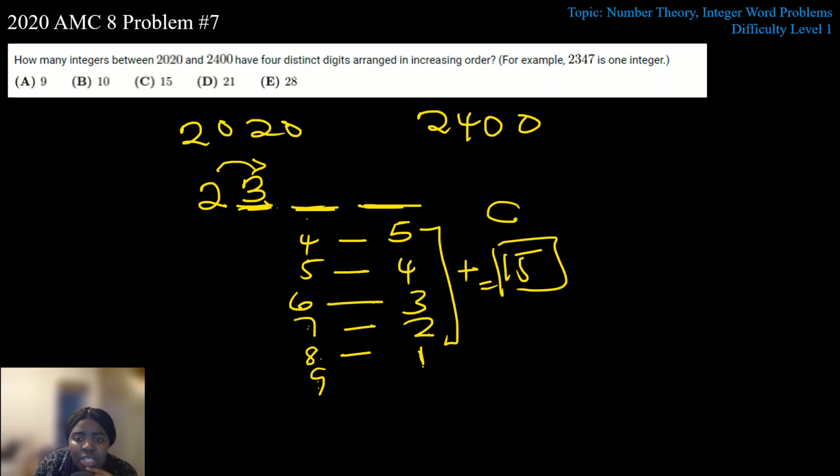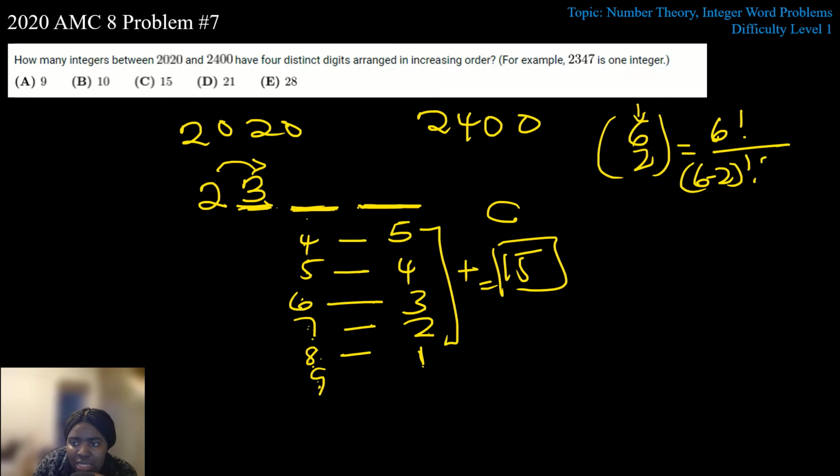Okay, another way to do this would be to say, okay, I'm choosing 2 places here, but I have 6 options, 1, 2, 3, 4, 5, 6. So this becomes 6 choose 2. And so if you work that out, it's 6 factorial over 6 minus 2 factorial times 2 factorial.